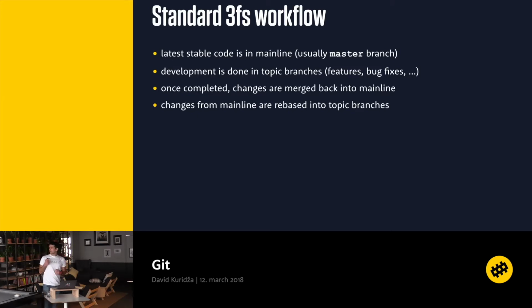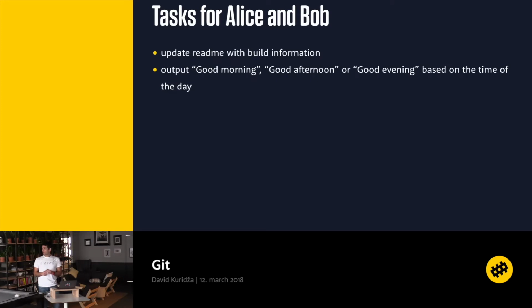What else? When the work is completed, it goes through review. More on that in different talks. But basically, once you get all the approvals, you merge the code back to the mainline, you push it, and that's pretty much it. Your work is done. The main focus of today's talk will be two tasks that Alice and Bob are going to need to work on.